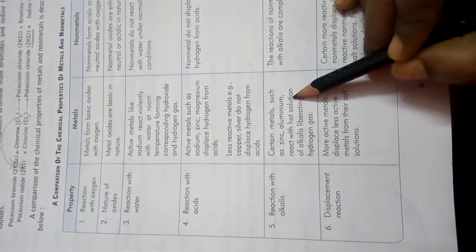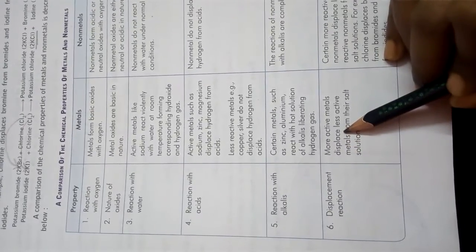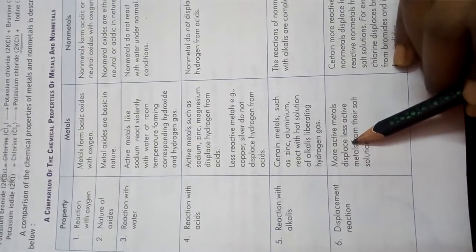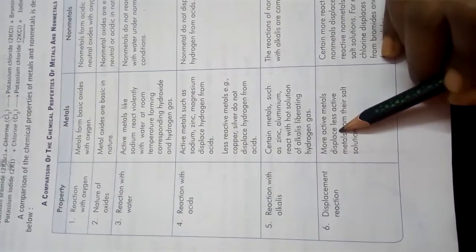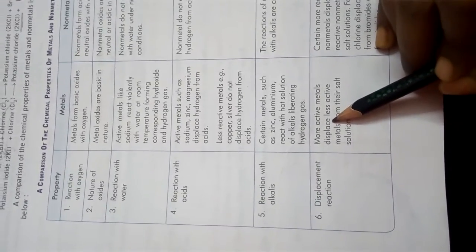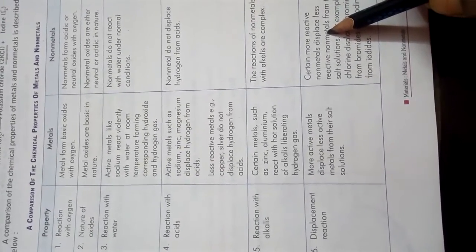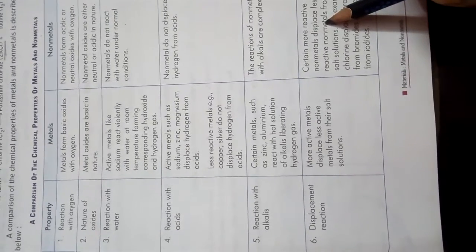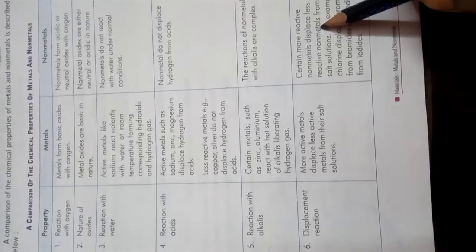Displacement reaction. In a displacement reaction, the most reactive element displaces the least reactive element from its salt solution. In metals also, a more reactive metal displaces a less reactive metal from its salt solution and forms its own salt solution. In non-metals also, you have seen that some more reactive non-metals displace less reactive non-metals from their salt solution and make their own salt solution. So this is the chemical comparison between metals and non-metals. You should remember this.